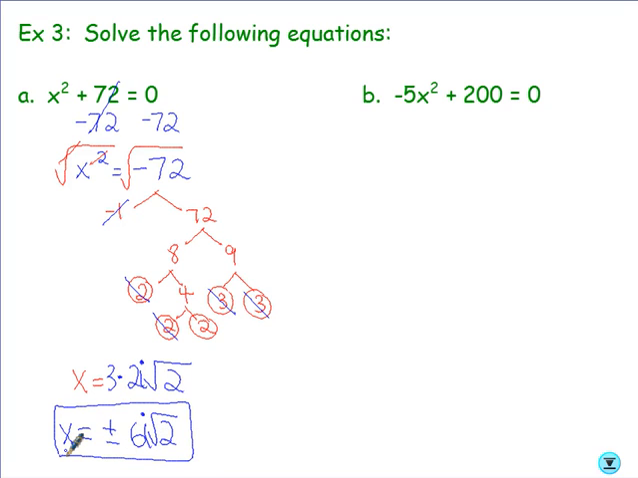Let's see how you did on B. You should have started by subtracting 200. We are left with negative 5x squared equals 0. Take away 200 is negative 200.